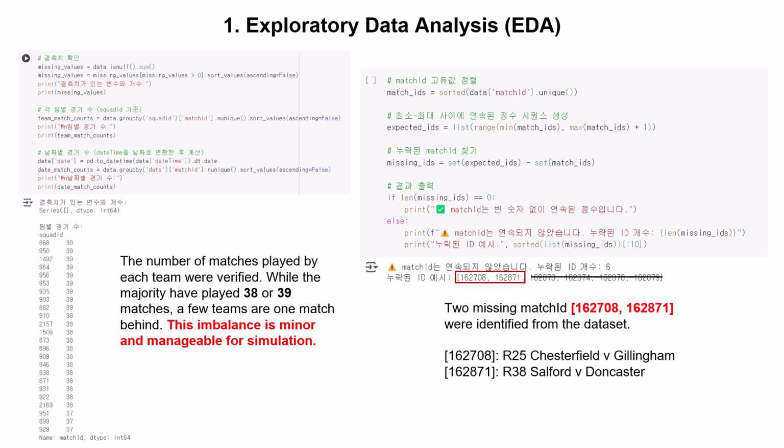And on the right side, I wrote down that I've identified two missing match entries. One is match ID 162708, which was Chesterfield versus Gillingham, and match ID 162871, the Salford and Doncaster match. These are missing from the dataset because those matches were delayed, but it doesn't really impact my analysis and simulation, so I'll just ignore it.